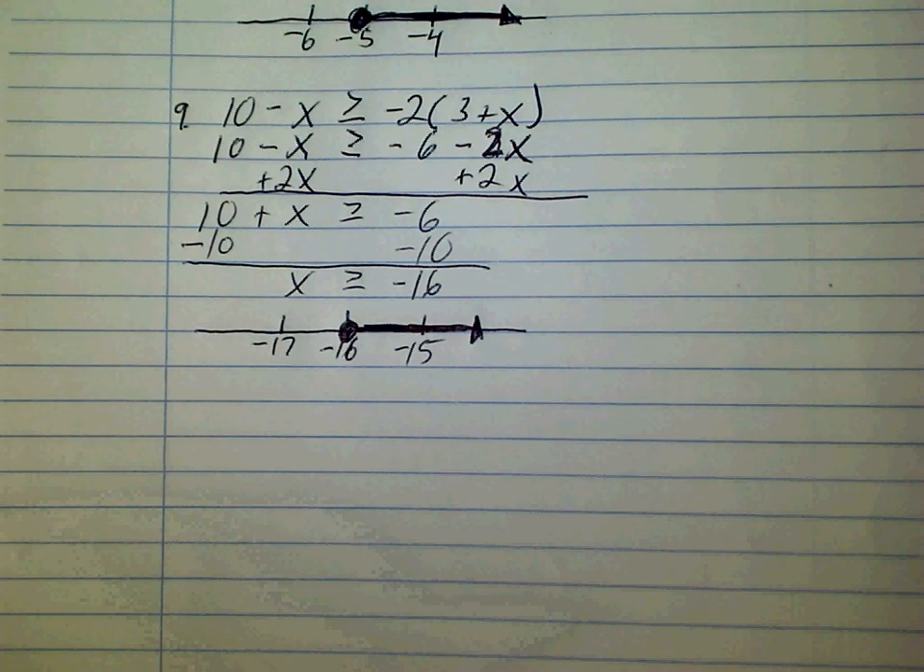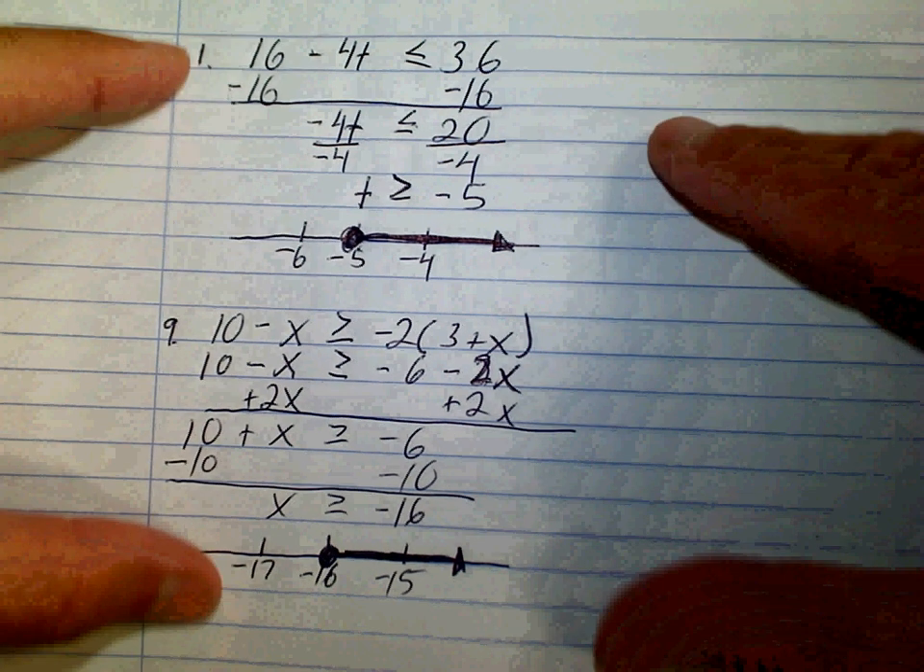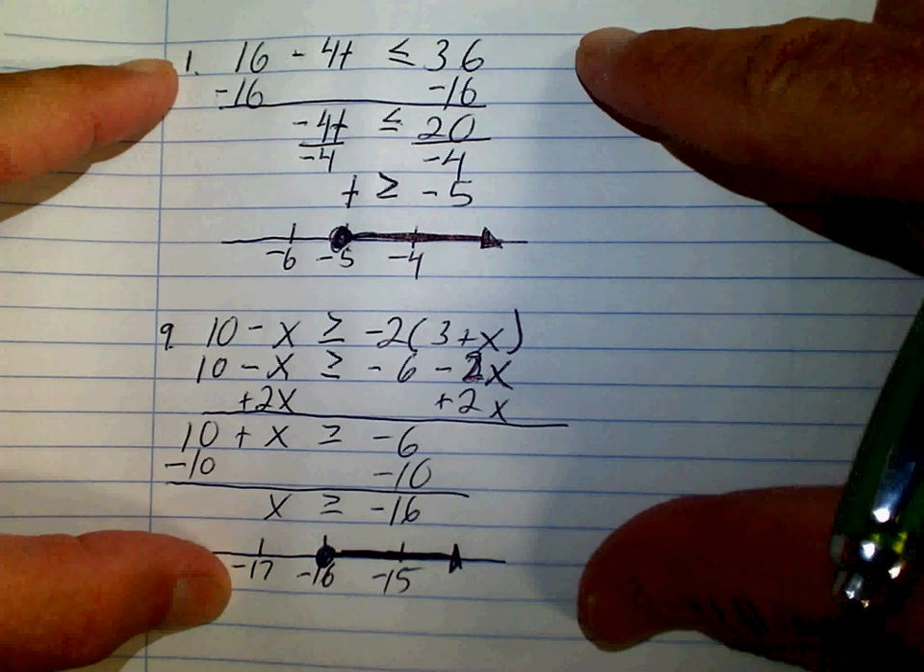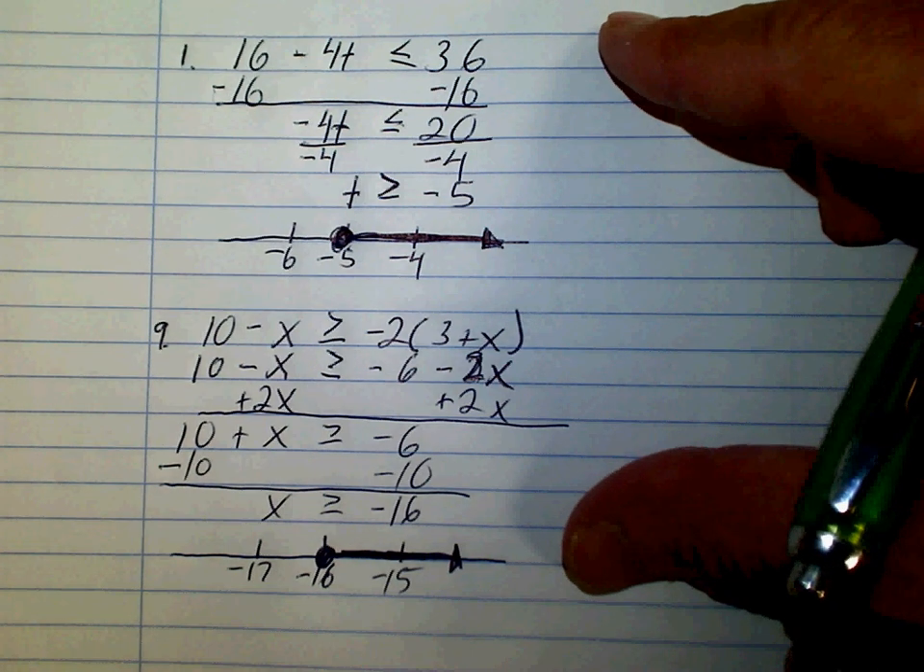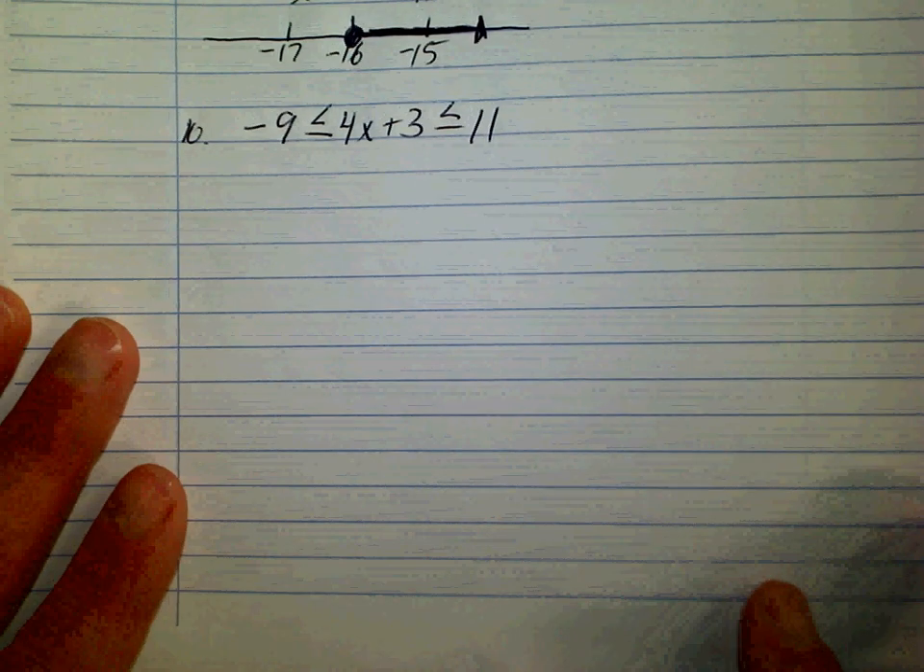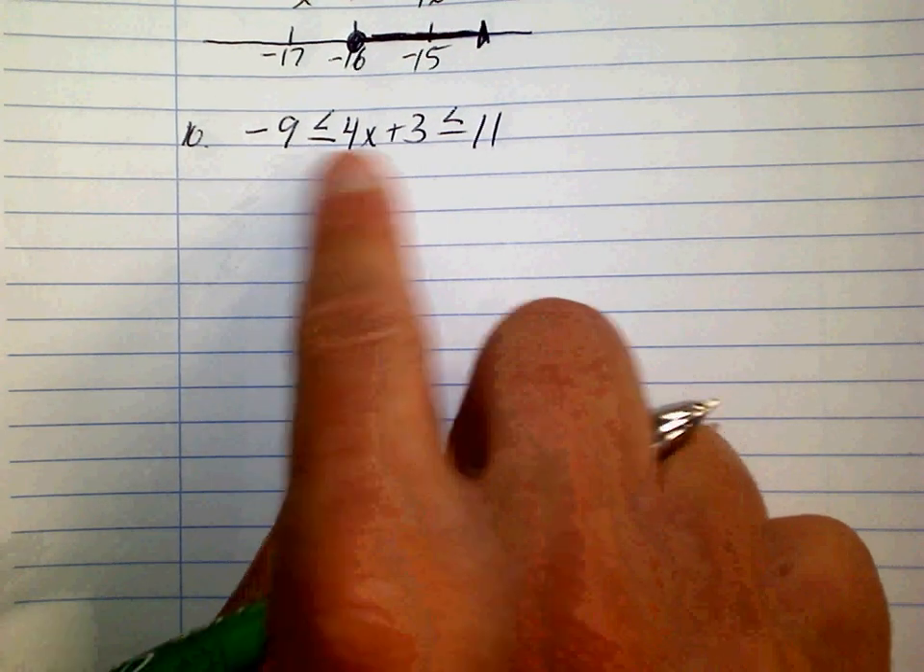So, hey, guys, on this, you're going to have some like that. If you practice them, and then if you're struggling, ask me or practice it again. These would be very doable. The next kind you'll have are the compound kind. So let's look at this right here. So number 10, negative 9, less than or equal to 4x plus 3, less than or equal to 11. So this is called a compound inequality.